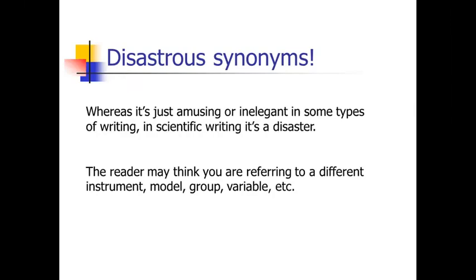So again, the reader, if you start switching around the names of your groups, the names of variables, just to avoid repetition, your reader is actually going to think that you're referring to different groups, different variables, models, instruments, and so it's really disastrous. And I've reviewed many, many papers where this has been a major problem, because I actually thought that the authors were talking about 2 different groups or talking about 2 different variables, and I didn't realize that they were actually referring to the same thing. But they changed their words, probably to avoid repetition.